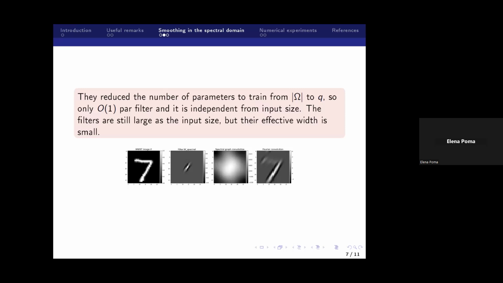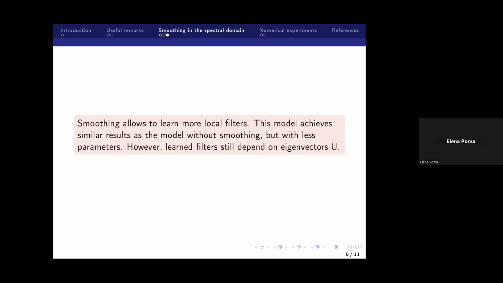So in this picture, the left one is the input image of a 7 from MNIST. The second one is a local filter trained, and this is the convolution between the MNIST image and the filter. So to summarize, models with this smoothing can achieve similar results as the model without smoothing, but with much fewer trainable parameters.